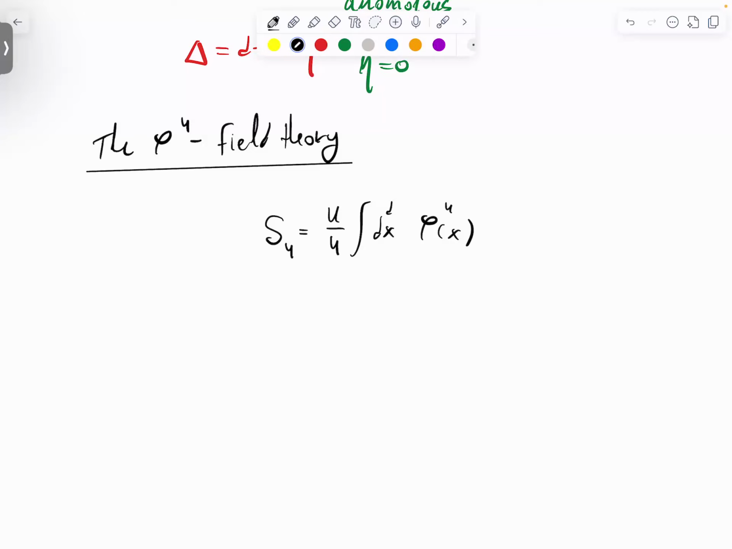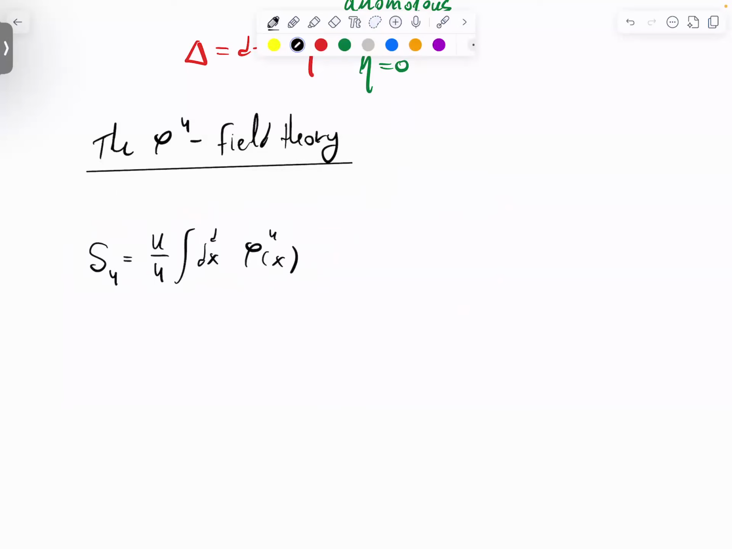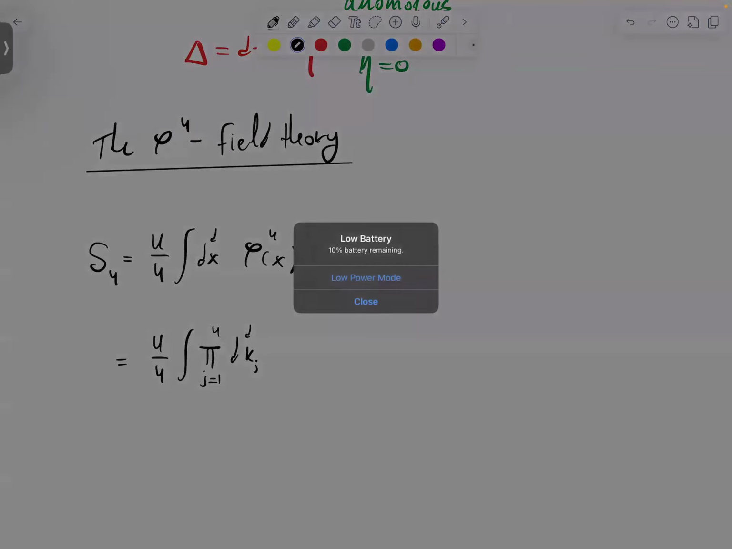Now we can also write this in momentum space. By the way, each d^dk like that has a 1 over 2 pi to the power of d. But I think that at this stage of the course, you can allow me to use units where 2 pi is equal to 1, right? Thanks.